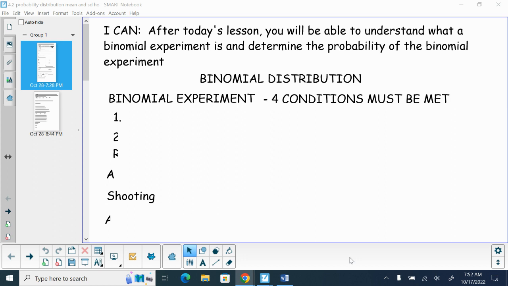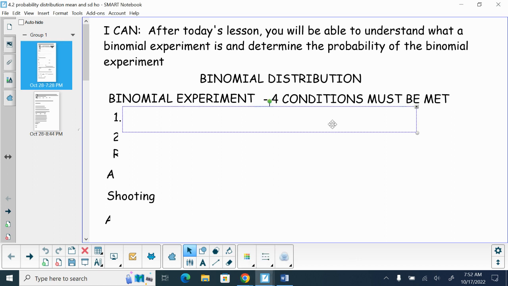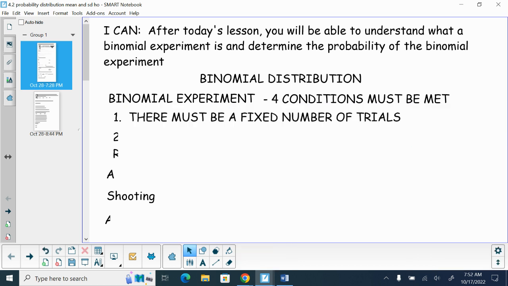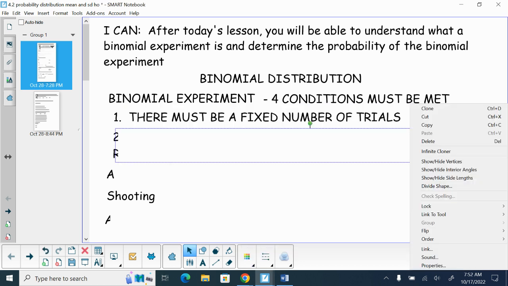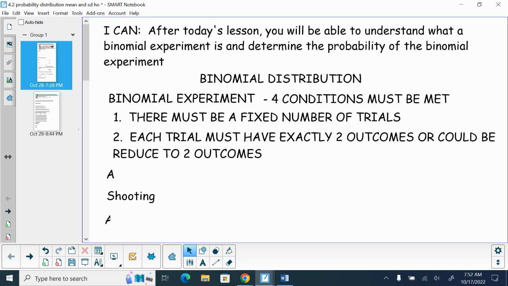Once again, we're going to be dealing with a binomial experiment. It's going to be a probability experiment. But when we're dealing with a binomial distribution, a binomial experiment, 4 conditions must be met. The first one, there must be an exact or a fixed number of trials. You have a fixed number of trials.